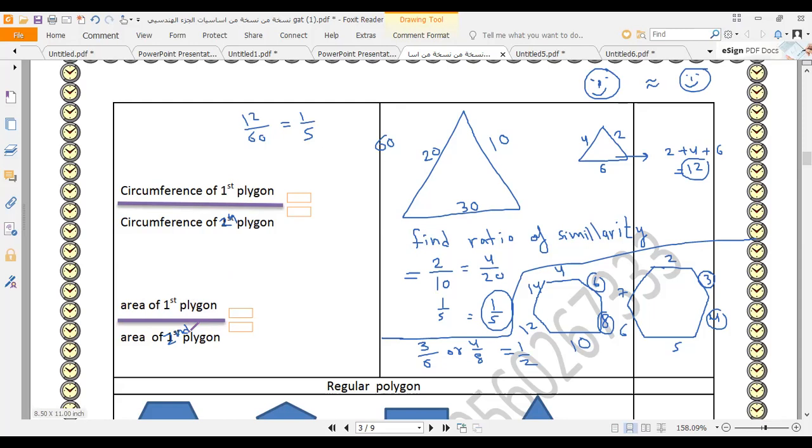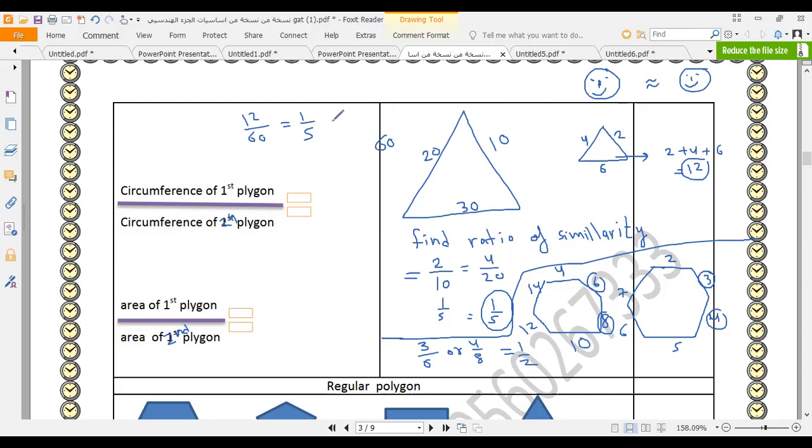I finished. I understand it, but why can't the ratio of similarity be 5 for the first one? It can be 5 over 1 if you are dividing 60 over 12 or 30 over 6 or 10 over 2, 20 over 4. Yeah. Okay, thank you.